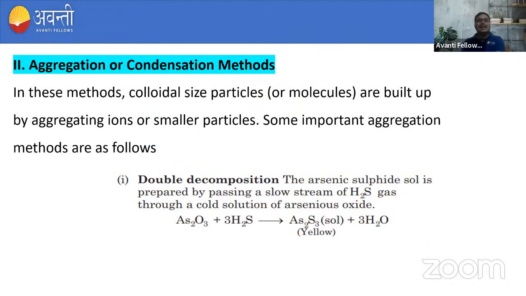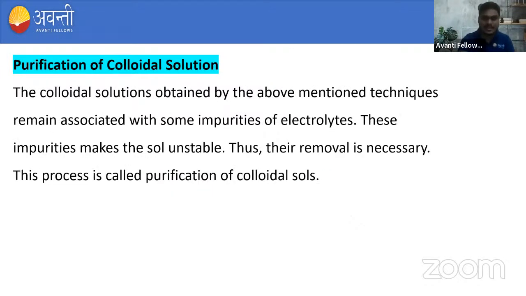Now, the second is the aggregation or condensation method. In this method, colloidal sized particles or molecules are built up by aggregating ions or smaller particles. Some important aggregation methods are like double decomposition, right? So the arsenic sulfide sol is prepared by passing a slow stream of hydrogen sulfide gas through a cold solution of arsenious oxide. So this is the aggregation or condensation method. Aggregation, as the name suggests, is when colloidal sized particles or molecules are built up by aggregating ions or smaller particles. Okay?